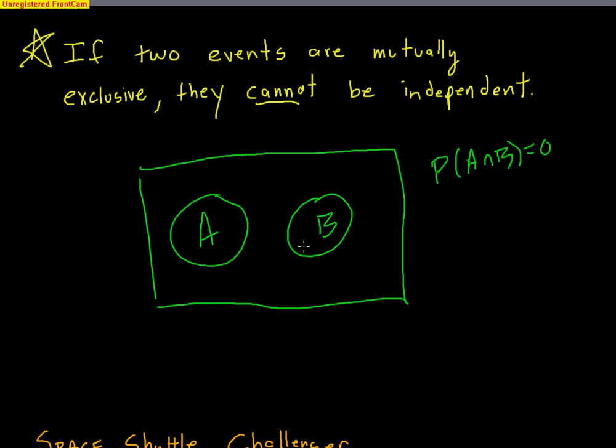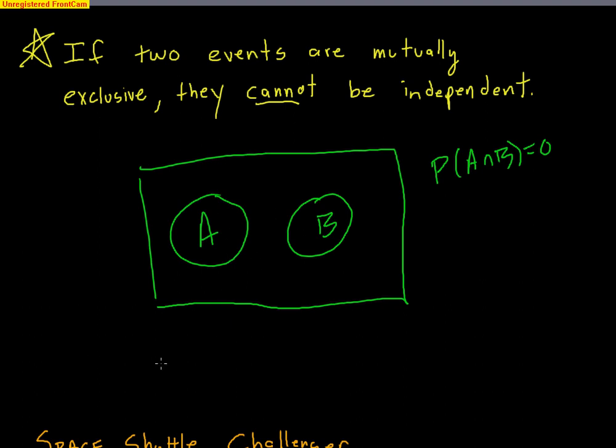Now, why does this mean they cannot be independent? Because the moment that you get an A on your report card, the chance of you getting a B drops to 0, meaning that the outcome of A affected the outcome of B. And if you have 2 completely separate mutually exclusive events, they cannot be independent. The outcome of one will always affect the outcome of the other.